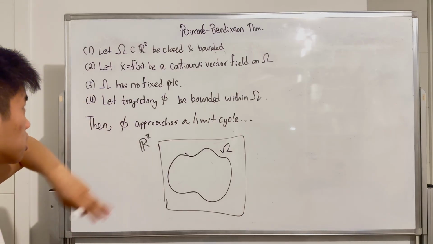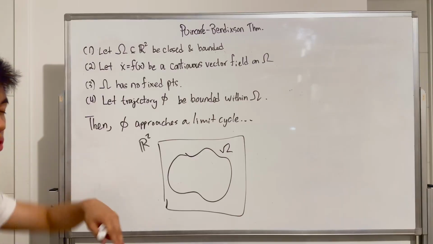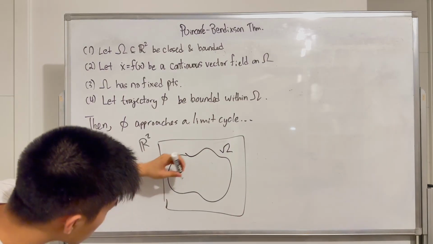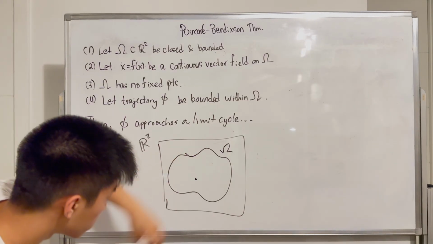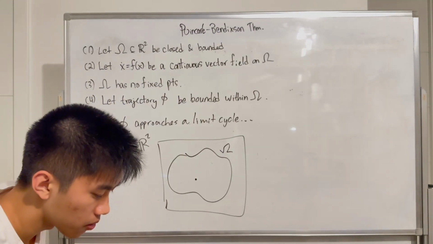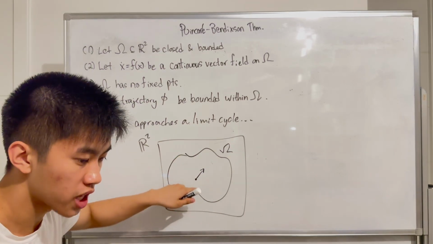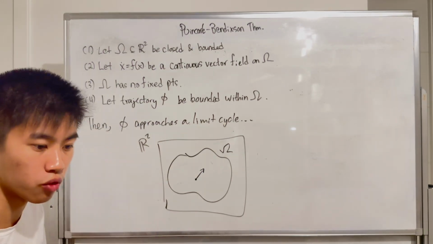Well, assumption 2 is you can define a continuous vector field on omega. Okay, so what the heck does that mean? Well, it means that if you take any point in omega, you can assign it an arrow or a vector. And what that vector does is it tells you where, if a particle was at that point, it would go next if you move forward in time.